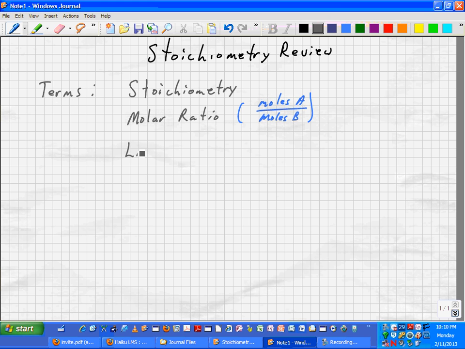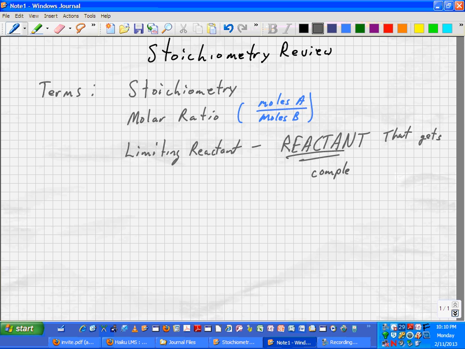Know what limiting reactant is. Keep in mind that the limiting reactant is a reactant, not a product. So if you're writing down a product as your limiting reactant, it's going to be incorrect. That should be a big red flag. The official definition is it's the reactant that runs out first or that gets used up. Completely used up.